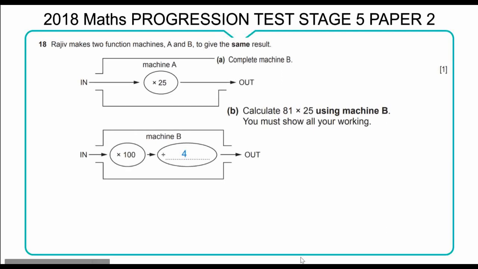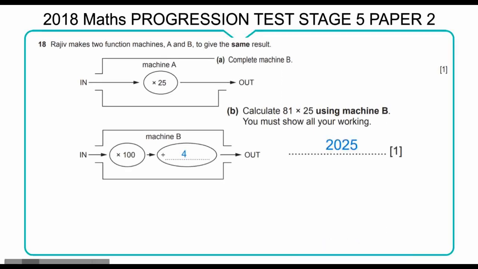So let's check the answer. It's 2025. Here's the explanation. 81 times 25 using machine B. In machine B, the input number should be multiplied by 100, that is 8100. After that, it should be divided by 4, that is 2025. You can work this out easily with a calculator.